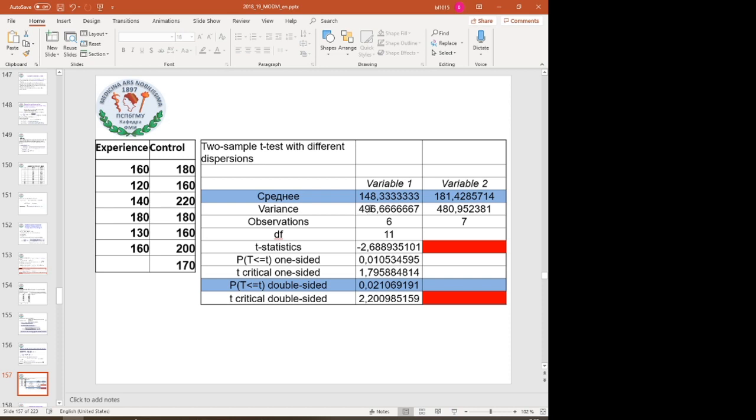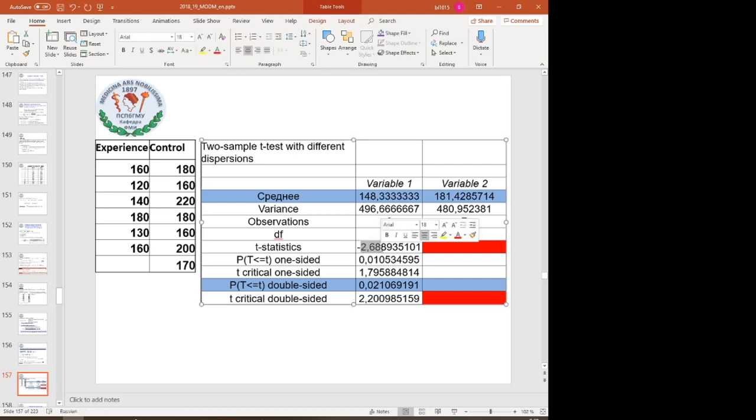If we apply the f-test, then we have a little bit more than one, but for our case, you remember the critical value of the f-test is more than 2 at least. So the variances are the same, and we applied the correct formula for the standard error of two samples. The number of observations is 6 and 7, and the degrees of freedom is 6 plus 7 minus 2, which is 11.